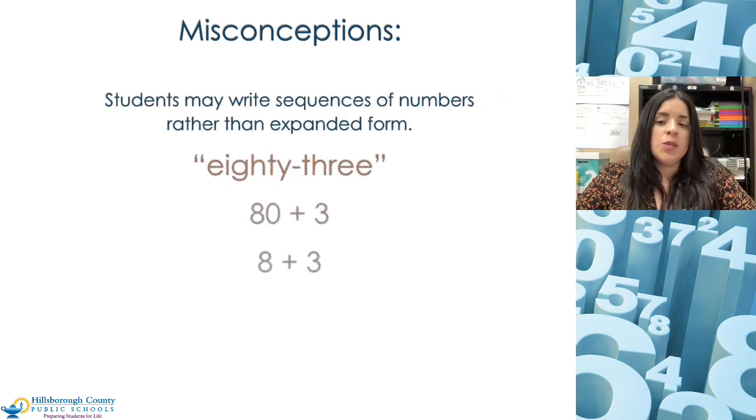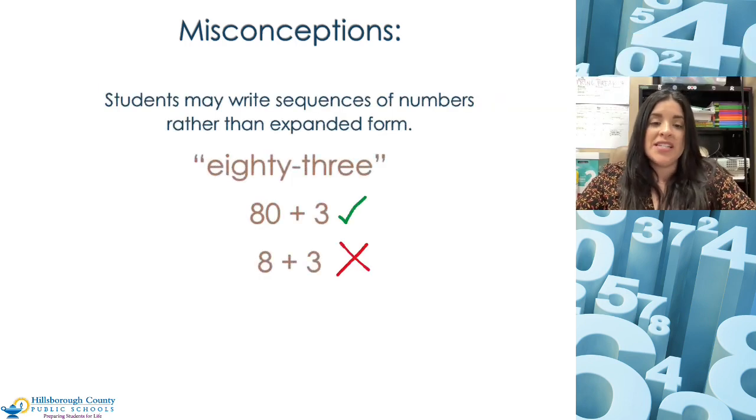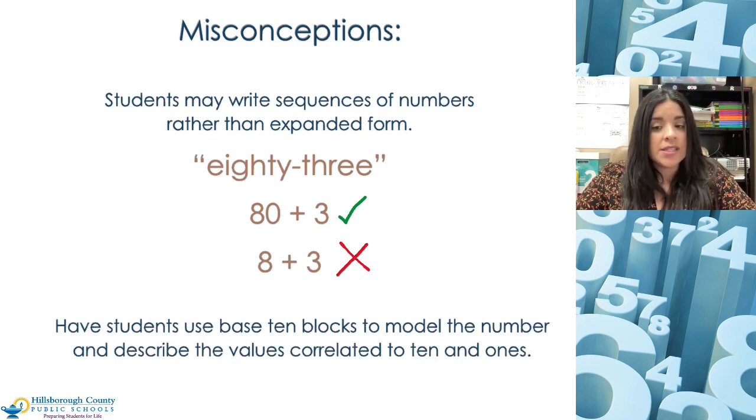Another misconception is when students start reading and writing numbers in different forms. Some students may again forget that the digits represent different place values. If you see this, have students go back to those base 10 blocks and place value mats to model the number and describe the values correlated to tens and ones.